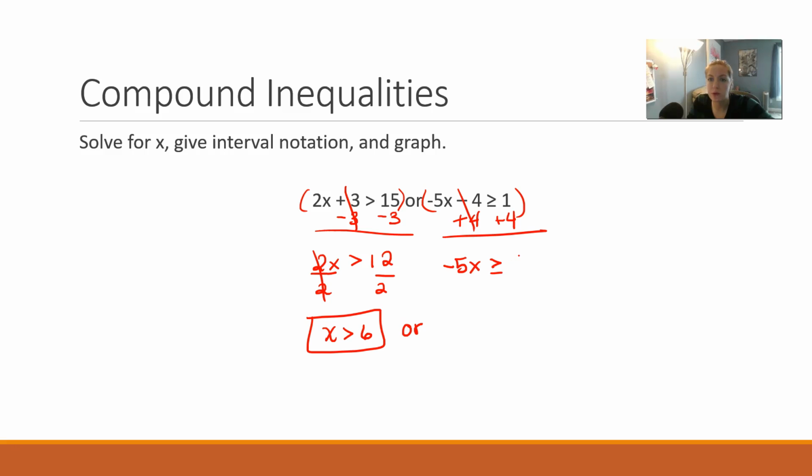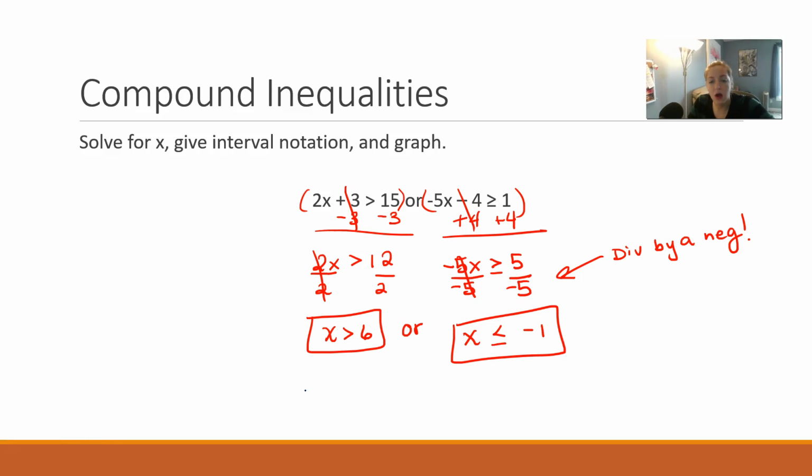-5x is greater than or equal to 5. I'm dividing both sides by -5 to get rid of the coefficient. Now you want to be careful here because what happened? We divided by a negative. What happens when we divide by a negative? We have to go ahead and flip that symbol. So it's now less than or equal to -1.